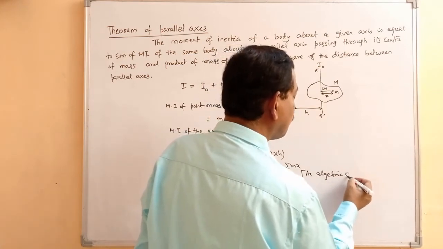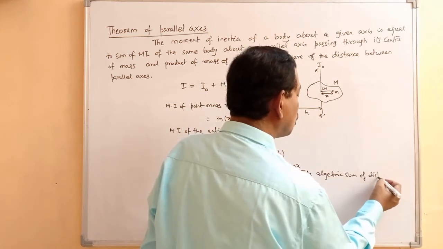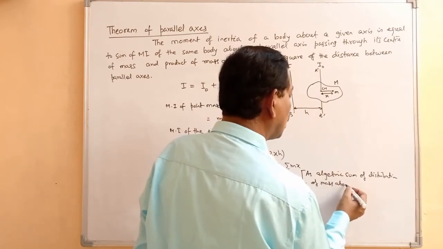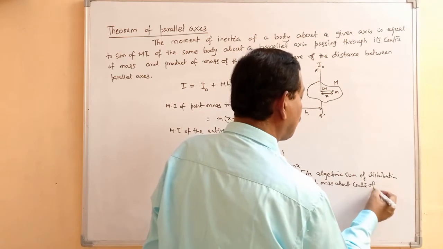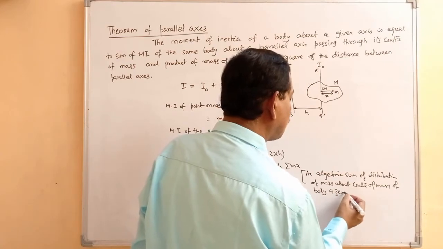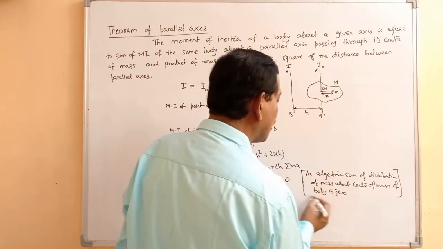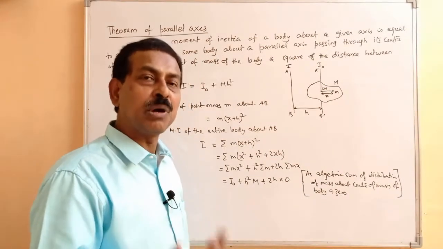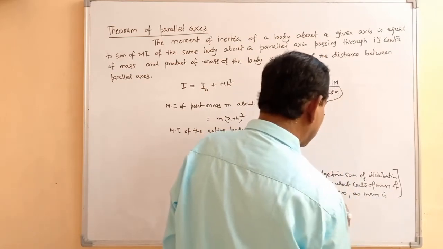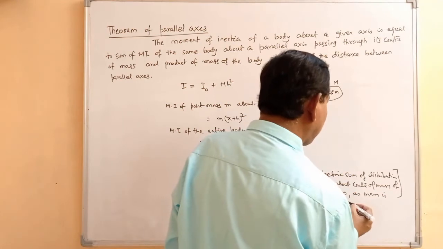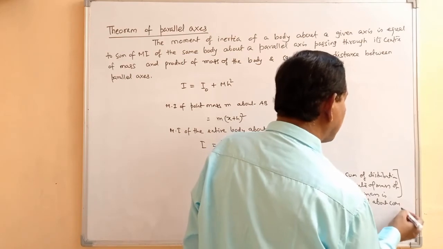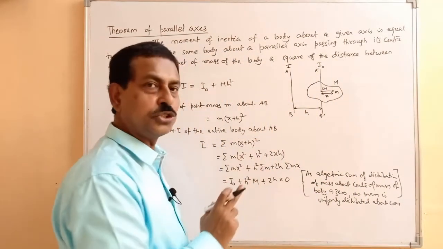The algebraic sum of distribution of mass about center of mass of a body is 0. Now why is it 0? Because the mass is uniformly distributed about the center of mass, so that term will be 0.